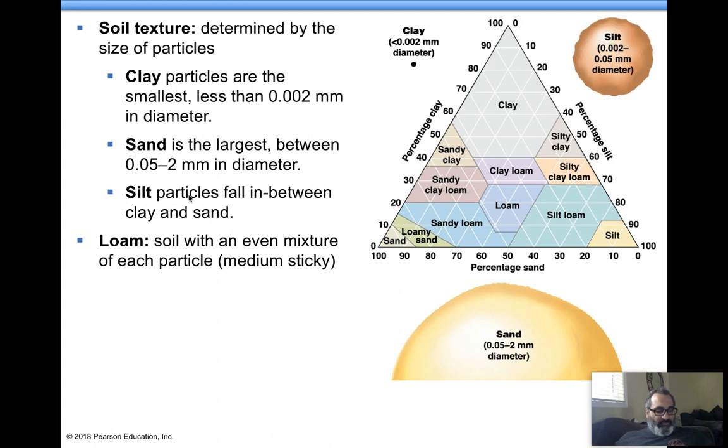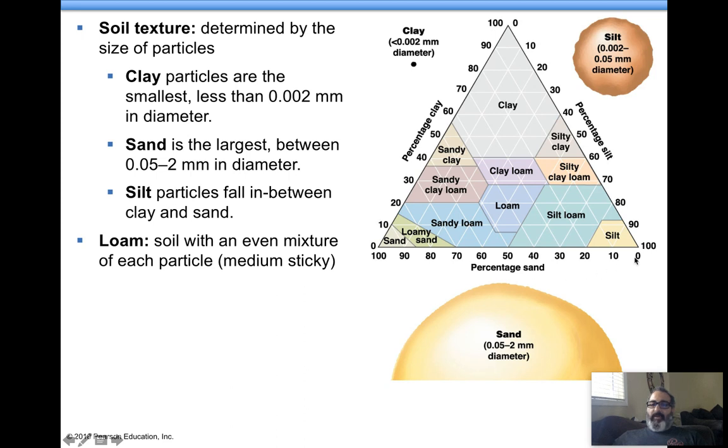Soil texture. Basically, what is soil made out of? All right. Three particles. Clay, the smallest. Silt, the medium size. And sand, the large size. All right. Smaller size, more sticky. Larger size, not as sticky. All right. So stickiest, least sticky. Smallest, largest. Loam is a mixture of the three.